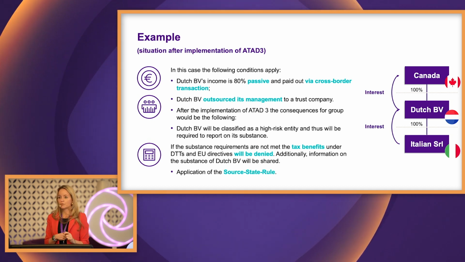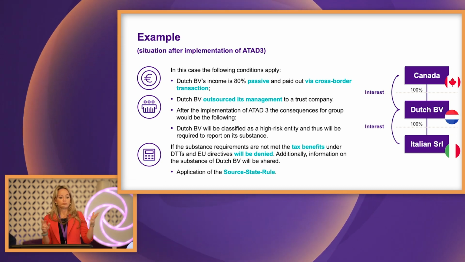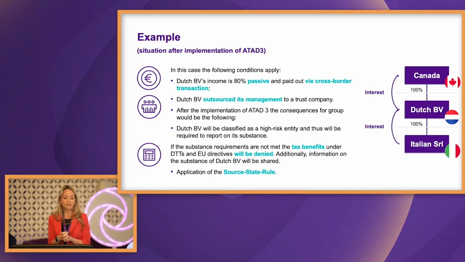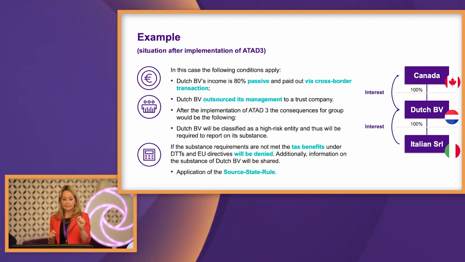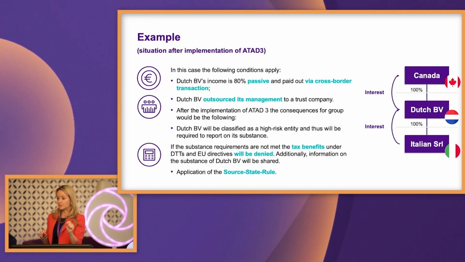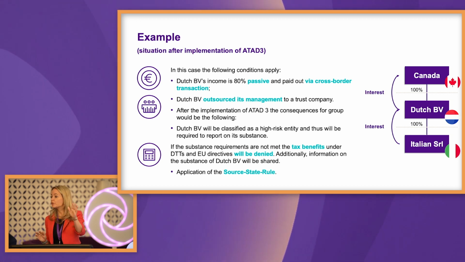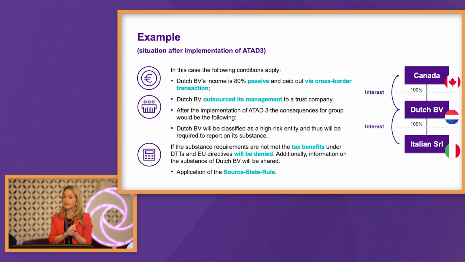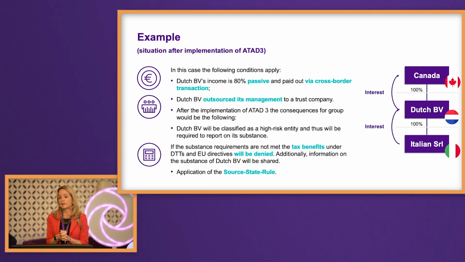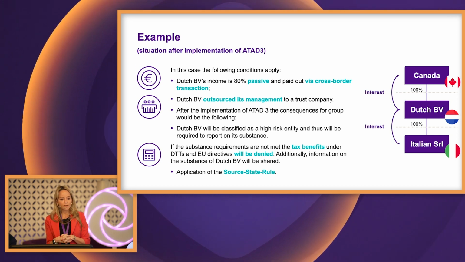You don't have an office space at your disposal, or you don't have a bank account, or no Dutch director, then the adverse consequences apply. And in this case, this means that Italy will deny the parent subsidiary directive. It will just look through the Netherlands, basically, and will deem it to be a direct interest payment to Canada and will levy withholding taxes on the interest payment. So that is how these rules work.